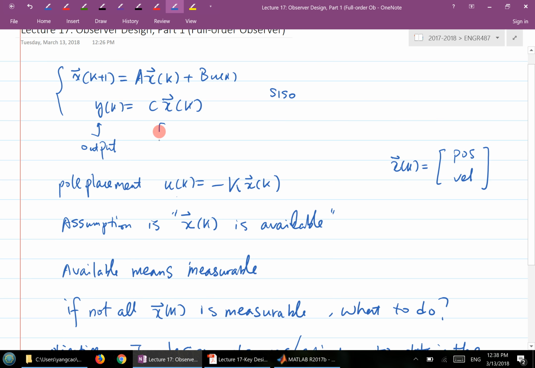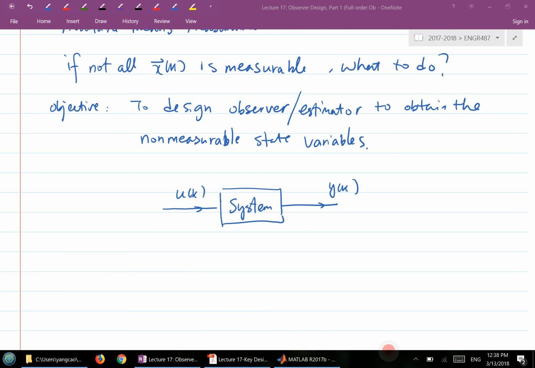Basically, if you look at the output of the system over here, C may be [1, 0], times x1, x2. So you're taking only x1, which means your output is this x1 here. That's your actual output, which has a sensor measuring it. So both of these, from this diagram, are available here. And then our idea is we design an observer here.